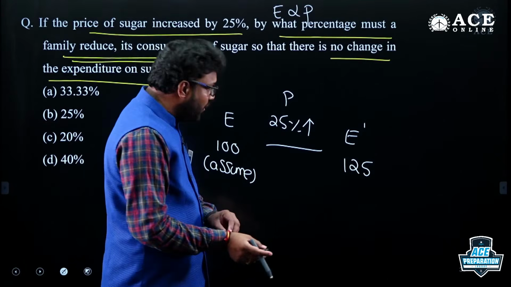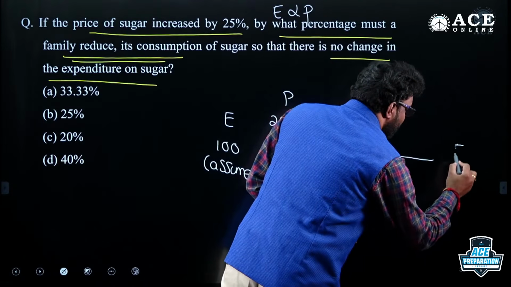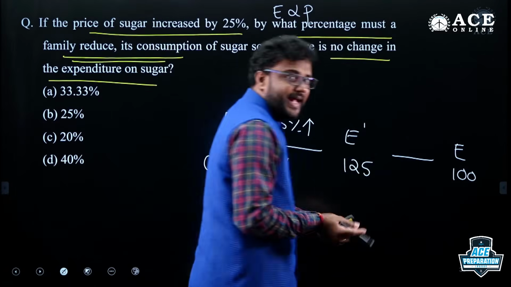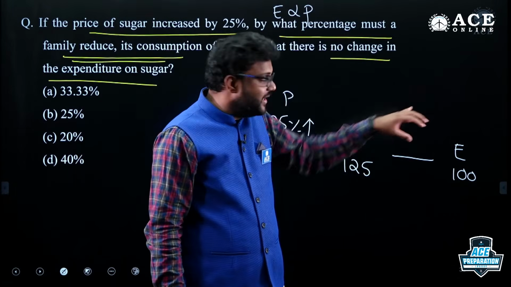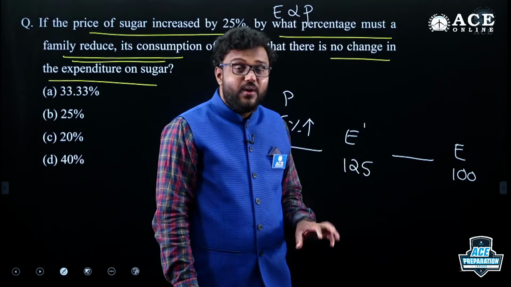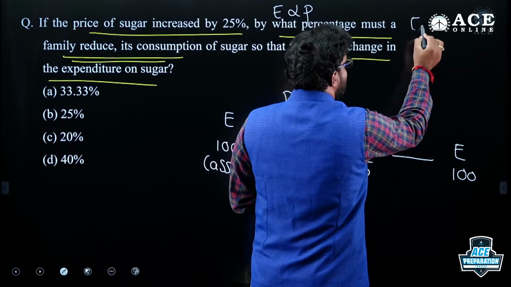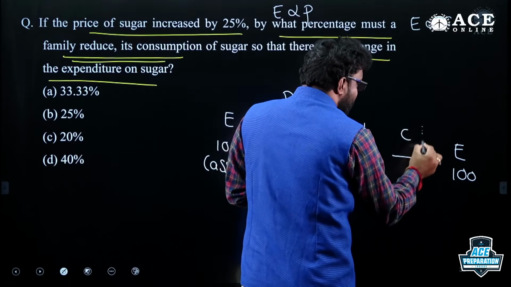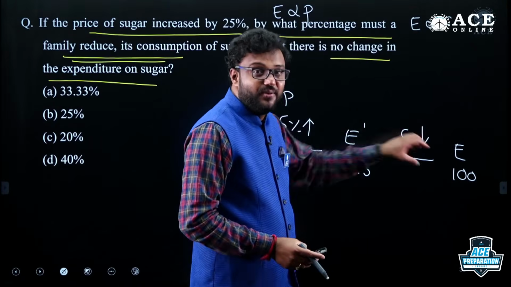Okay. Now, they given in the question clearly, they don't want any change in the expenditure. Means we should bring the expenditure 125 to 100. We had to change 125 to 100. How can you change, sir? We know expenditure is directly proportional to consumption as well. If consumption decrease, then we can bring expenditure 125 to 100.